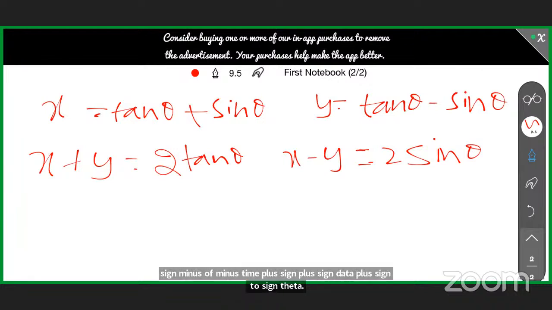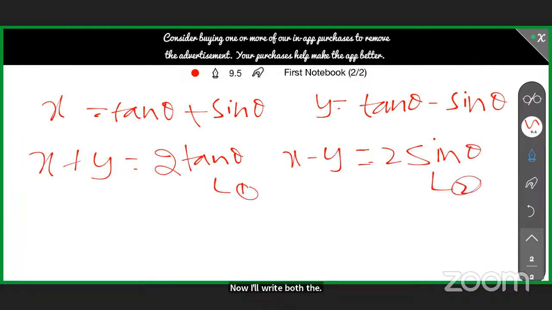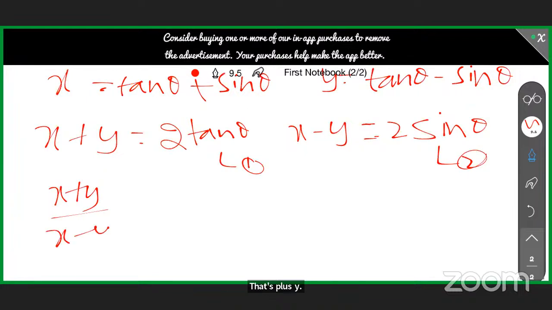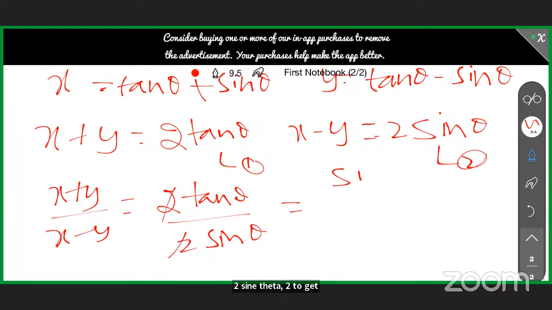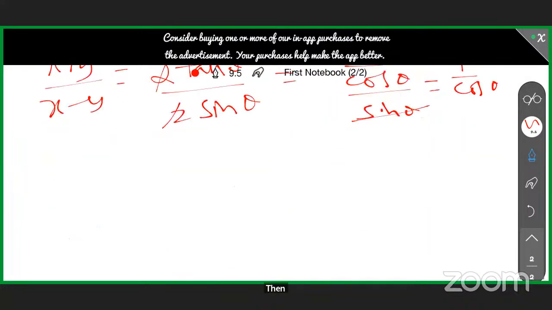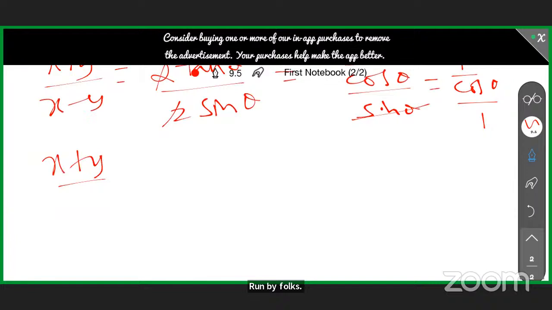Now I'll divide both the equations. I'll take this as equation 1 and equation 2. Then (x plus y) by (x minus y) is equal to 2 tan theta by 2 sin theta. The 2s cancel. Tan is equal to sin theta by cos theta, and sin theta gets cancelled. So what is left is 1 by cos theta. That is equal to (x plus y) by (x minus y) is equal to sec theta. Now what you can do is square both sides.